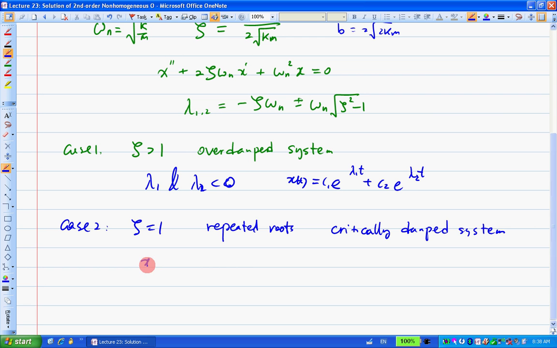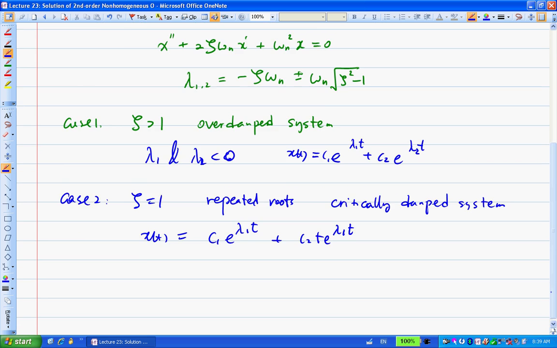For this particular case, our solution is C1 e^(lambda 1 t) plus C2 t e^(lambda 1 t). So there's only one lambda, right? And lambda here is negative zeta omega n, so lambda is a value less than 0. Then the first term is an exponential decay function. And the second term has a t.